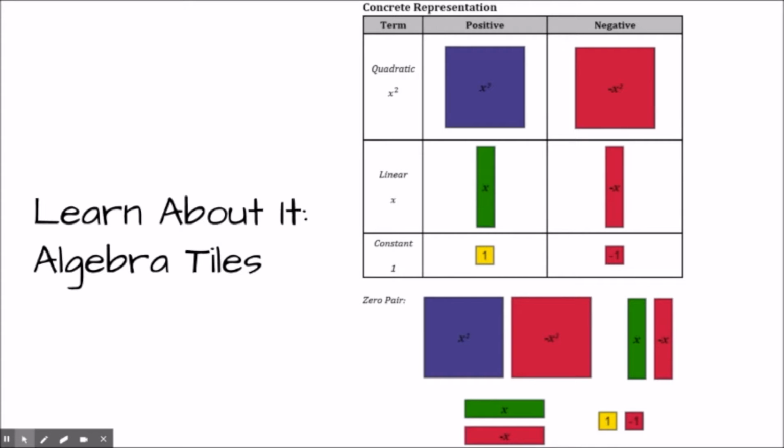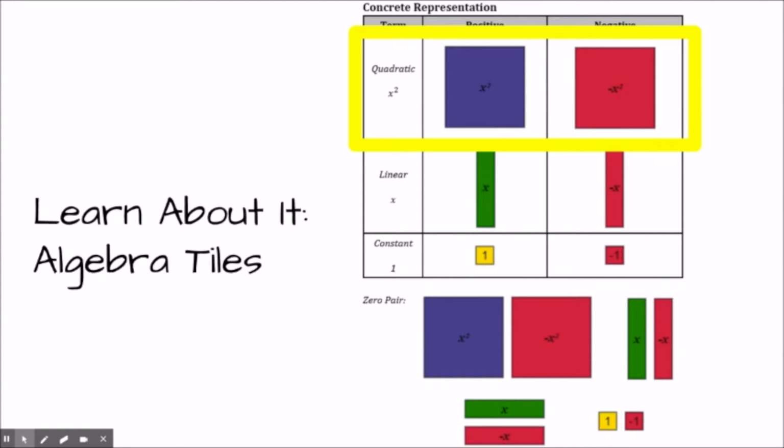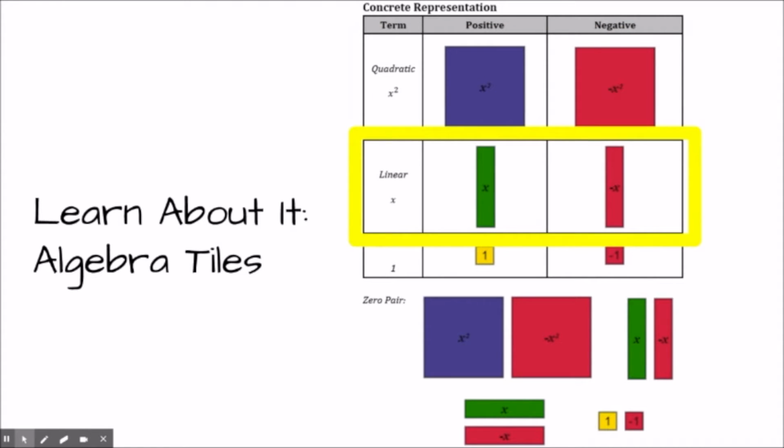There are 3 different types of tiles that we will use. Each tile has two different colors. For example, x squared is the large square. A positive x squared is represented by the blue square, and a negative x squared is represented by the red square. Positive and negative x are represented by rectangles. The green rectangle represents positive x, and the red rectangle represents negative x.